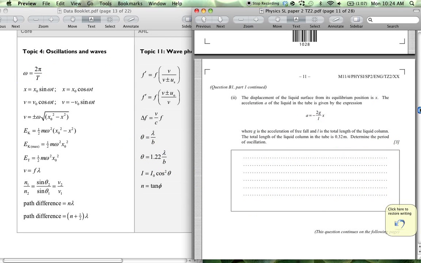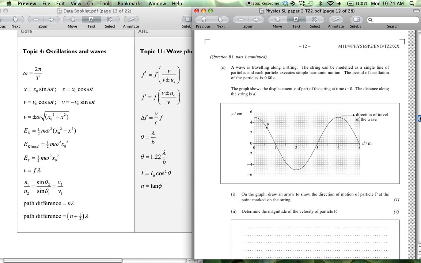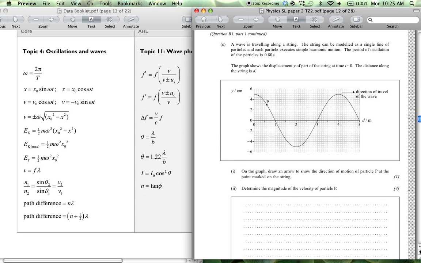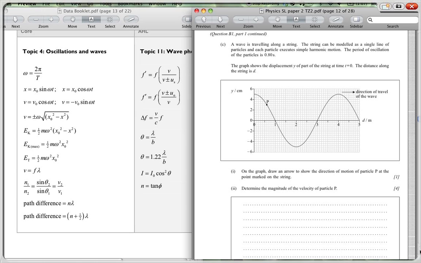Great. Now going over the page here, we've got a bit of a different situation. We have a wave traveling along a string. The string can be modeled as a single line of particles, and each particle executes simple harmonic motion. The period of oscillation is 0.80 seconds. This would be a transverse wave, so for instance this particle P is actually moving between these two positions, up and down like that.